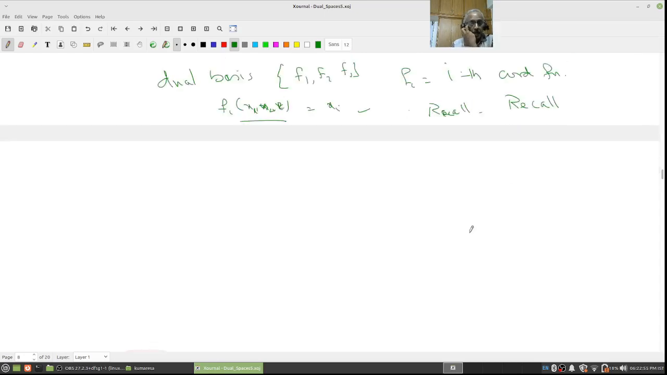Now I want the matrix of T star from W star to V star. This is 3 dimension, this is 2 dimension. Therefore let us look at F1. What is T star of F1? Now T star of F1 acting on a vector, where should it act? It should act on a vector UV.